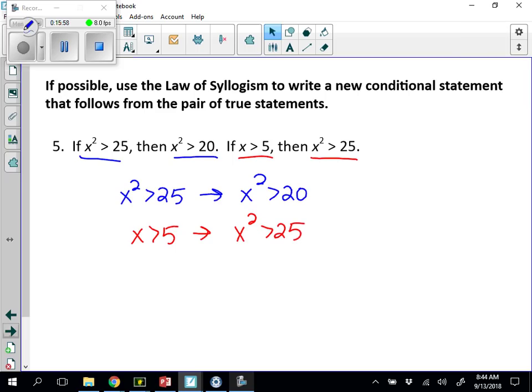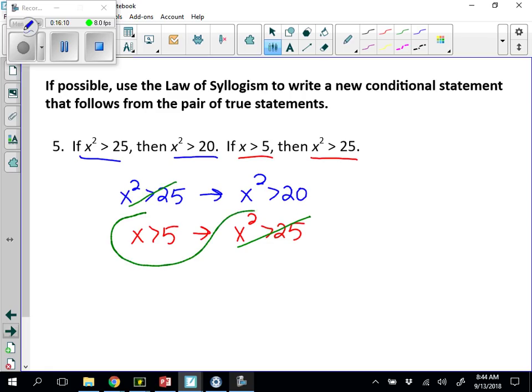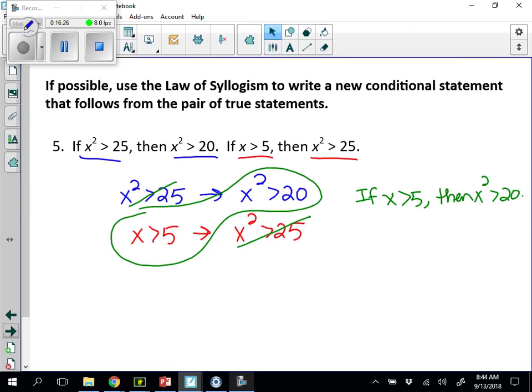So do I have any matching parts? Okay, I do have matching parts. It's just a little bit backwards. So I have one ending, one conclusion matching one hypothesis. So here's my new if-then statement right here. And I always want to go hypothesis to conclusion. So if x is greater than 5, then x squared is greater than 20. Okay, so that would be my new if-then.